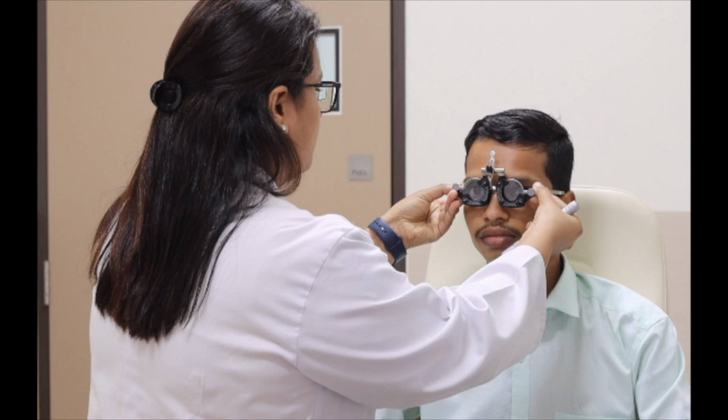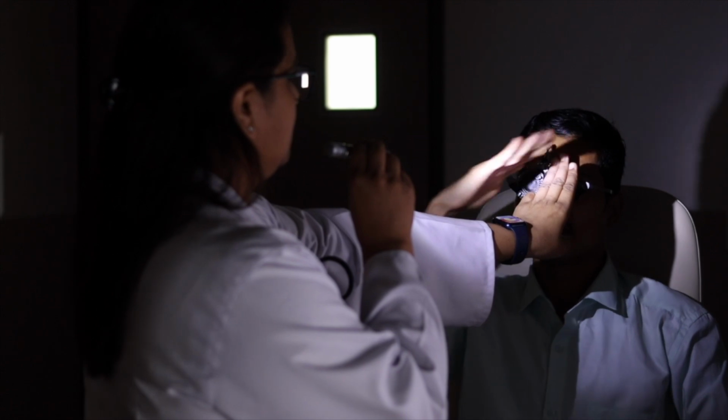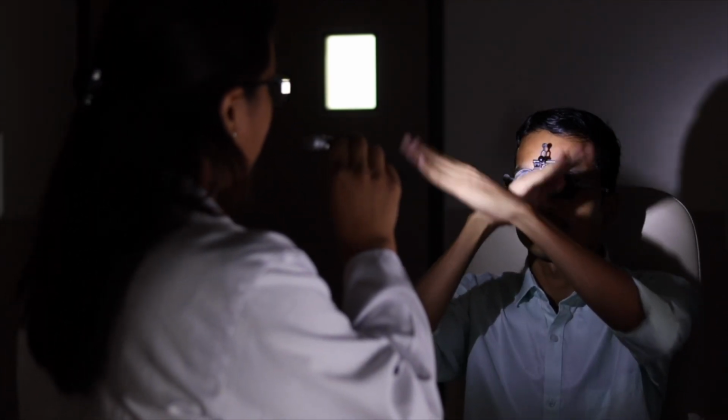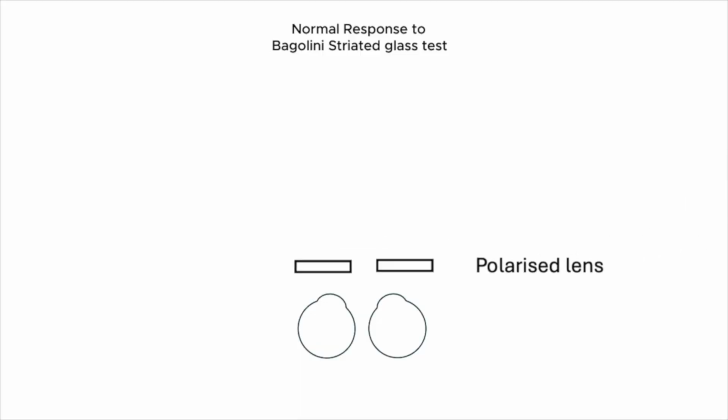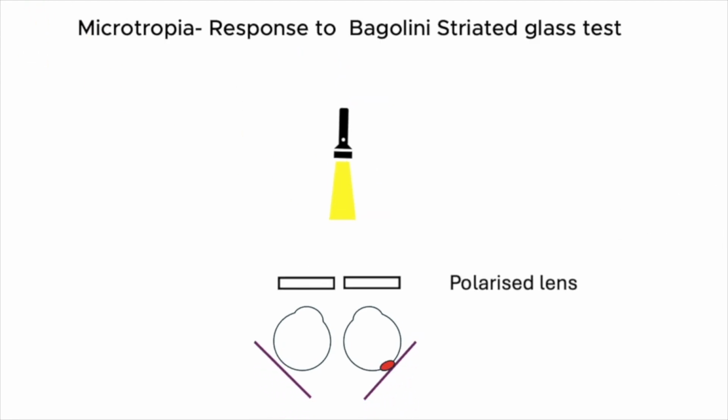Moving on to Bagolini's striated lens test, it is performed by placing a polarized lens in front of each eye. So one lens is placed at 45 degree and the other at 135 degree. Fixation target is a pen torch and patient is asked to indicate the direction of lines seen through each eye individually and then with both eyes together. Patient with binocular single vision will report seeing a cross with no intervening gap, whereas a central gap will be present in one of the lines in a patient with microtropia.